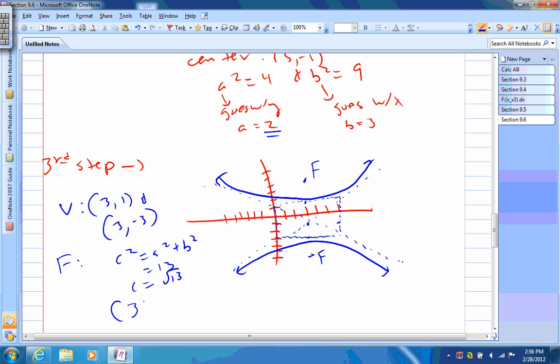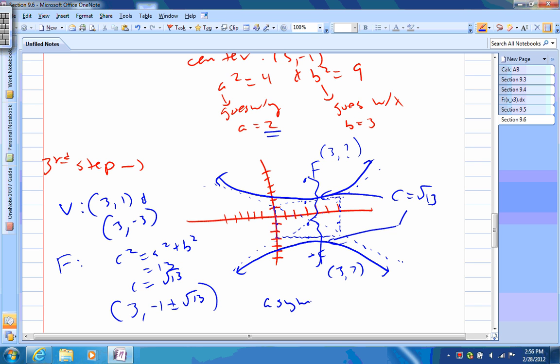And because y is being impacted, not x, the x values are 3 for both foci, right? That's 3 comma something, and that's 3 comma something. Basically what we do is we say -1 plus or minus root 13. That's because this right here is C, which equals root 13, and this right here, from the center to the focus, same thing.